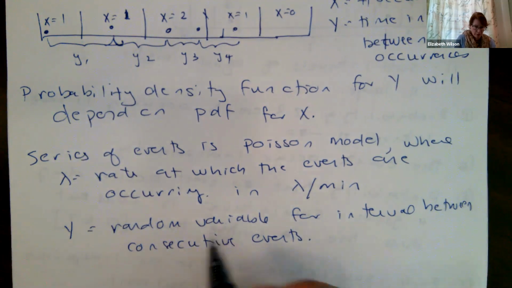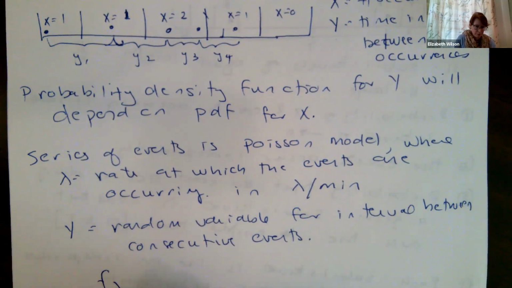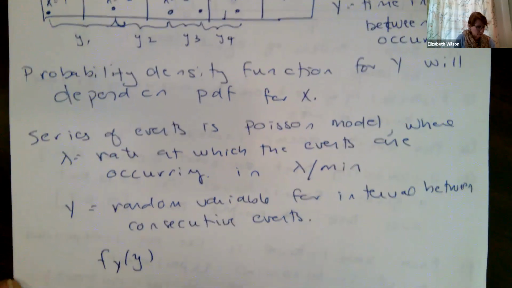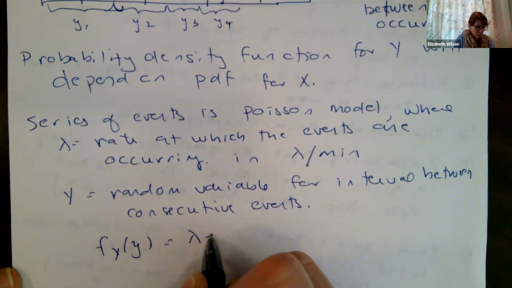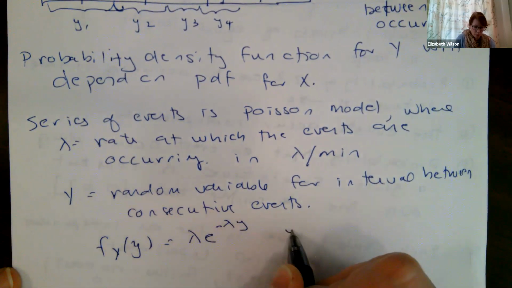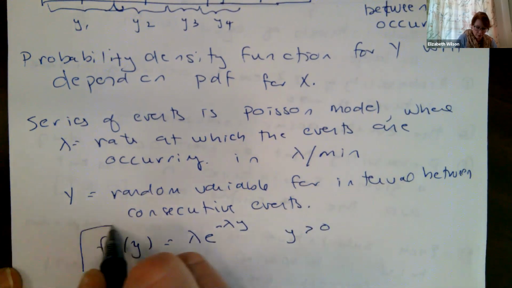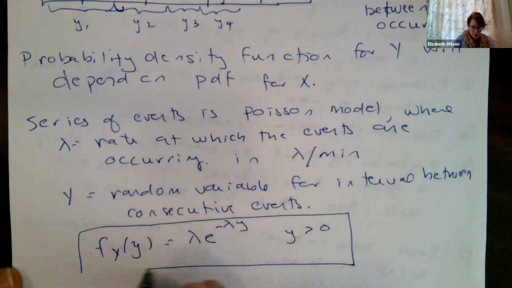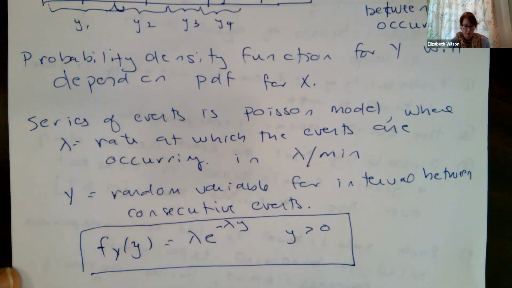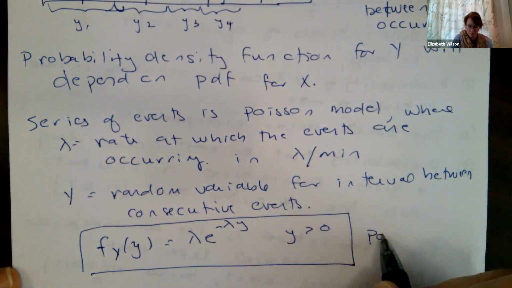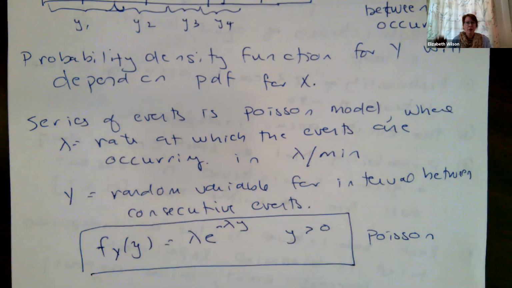Okay, so then our PDF is going to be defined as lambda e to the minus lambda y, where y is greater than 0. This is your most common, and it looks similar to the ones that we've done before. Okay, so this is our Poisson. So it's still a decreasing exponential function, but our y is going to be greater than 0.